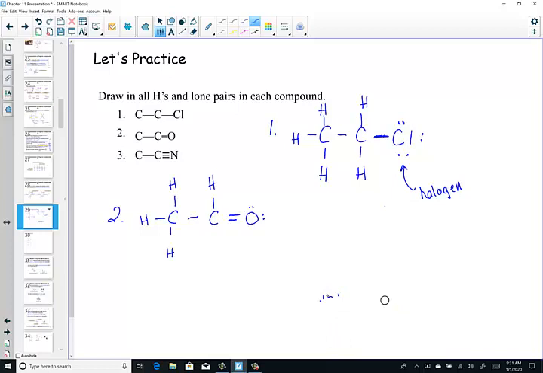And number three, we have a C single bond C triple bond N. Each carbon forms four bonds. So I need to include three single bonds to satisfy the tetravalent requirement of that first carbon in the line. The second carbon already contains one, two, three, four bonds. It does not receive any hydrogens. And nitrogen, if you remember, lives in group 5A. It can form up to three bonds. It has done so with that triple bond, but it also requires a pair of electrons to complete its octet. And there's our perfect structure for number three. How'd you do?